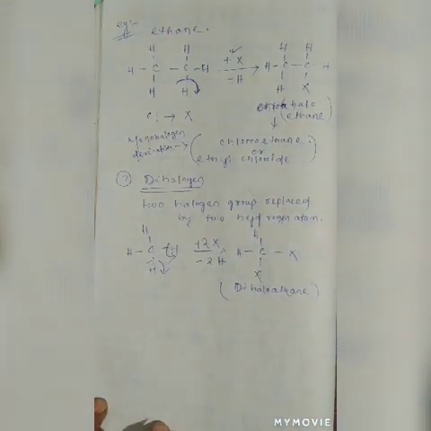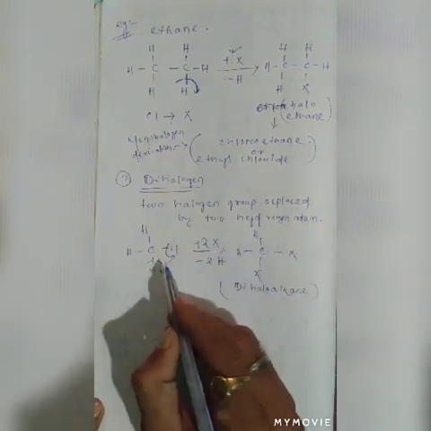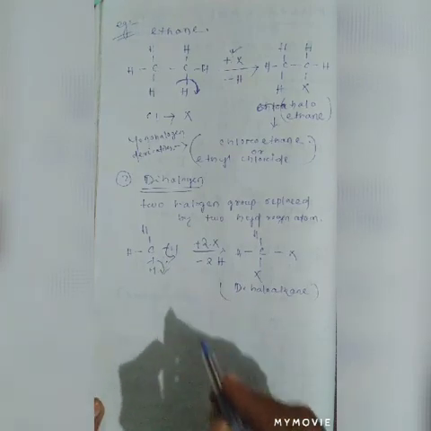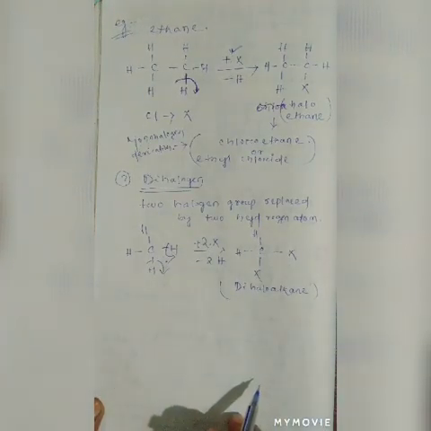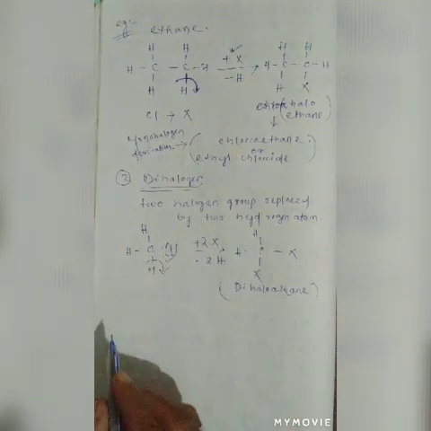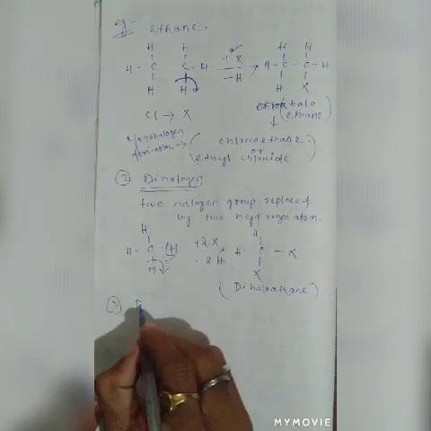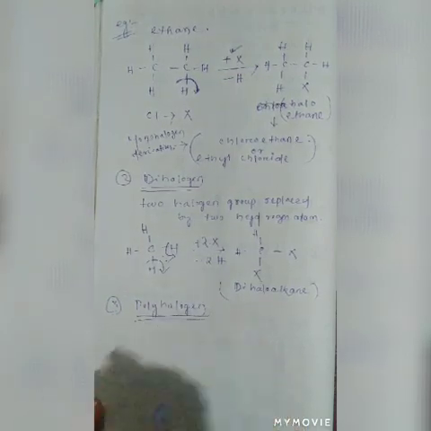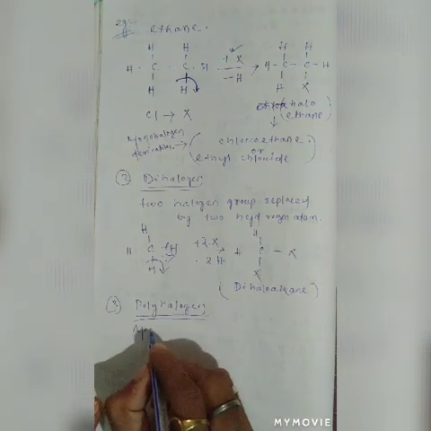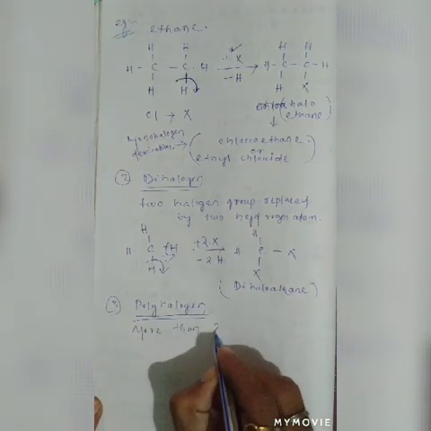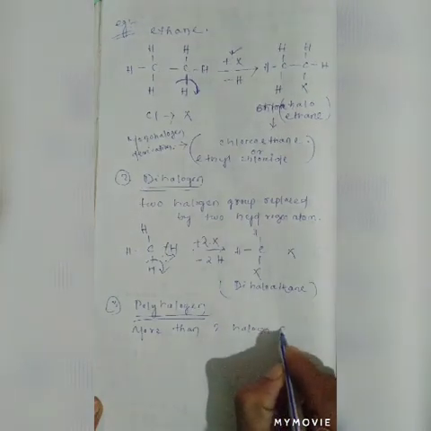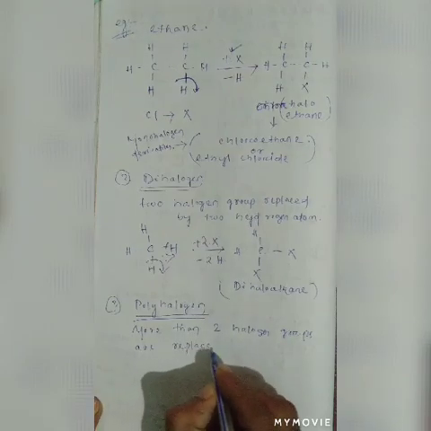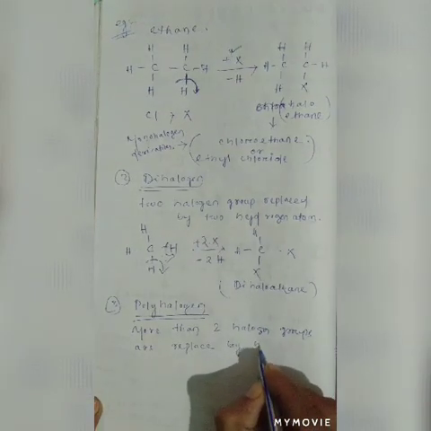This is dihaloalkanes. If we remove two hydrogen atoms and attach two halogen groups in the place of those two hydrogen atoms, then a dihalogen derivative is formed. Likewise, trihalogen derivatives or polyhalogen derivatives are formed. Polyhalogen derivatives: more than two halogen groups are replaced by hydrogen atoms.